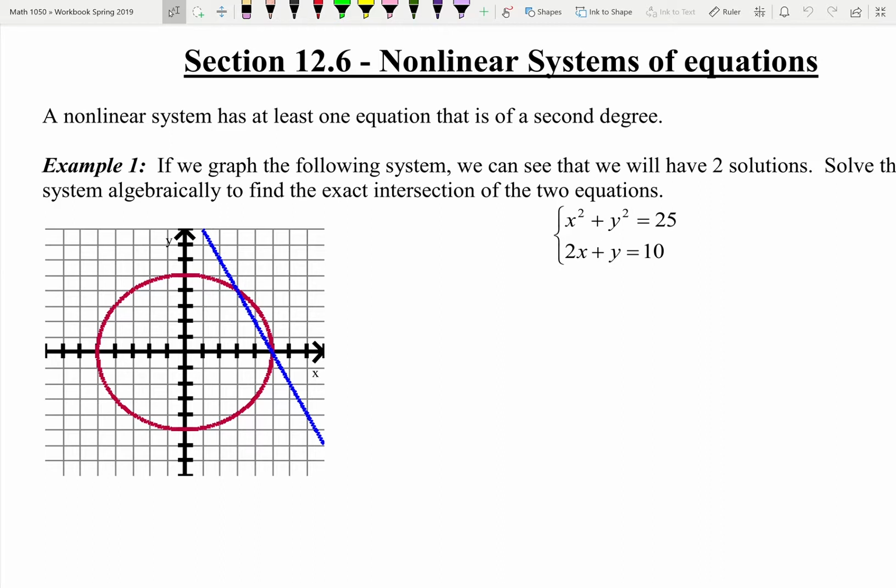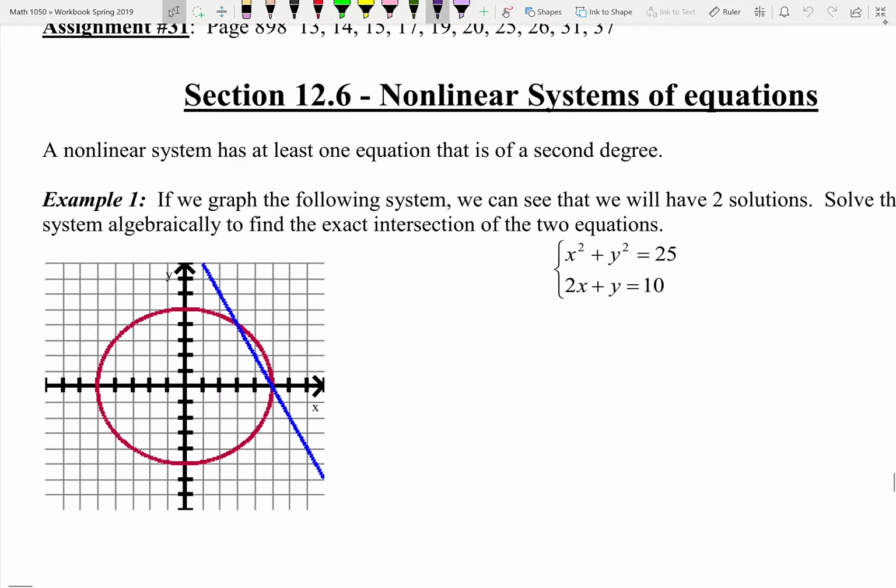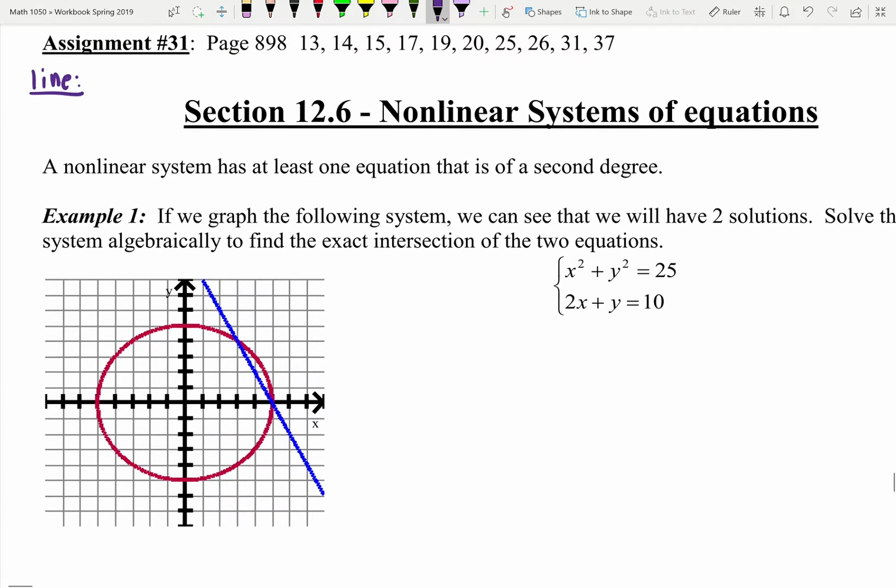Okay, so up above 12.6, I want you to write the following things. Write the word line, and then leave some room and write parabola, and then leave some room and write the word circle. So those are the three things that you're going to be graphing today, okay?